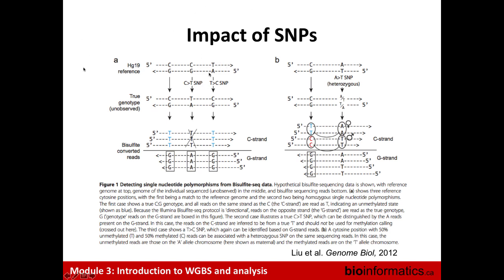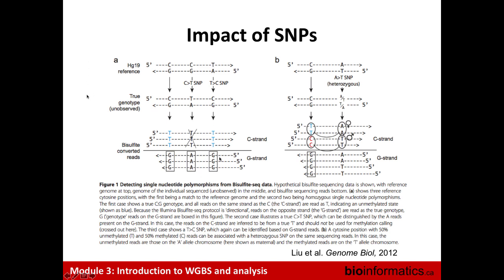Similarly, you can have a reverse type of thing happening where a T is a SNP, such that you think it's a T there in the reference, but in that individual it's actually a C. The C gets converted into a T. So again, in this case, we think nothing is happening here, because it's a T and it's supposed to be a T in the reference.